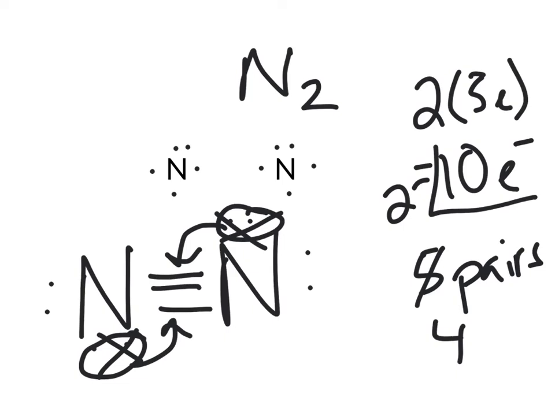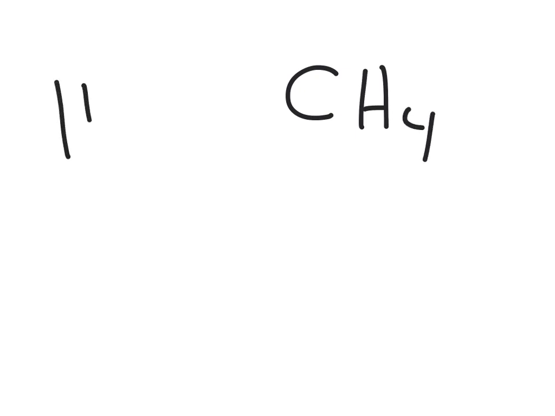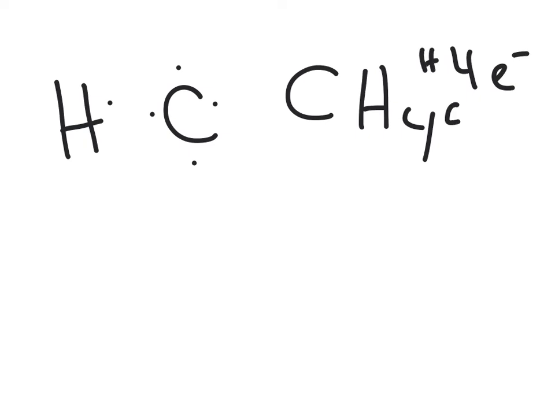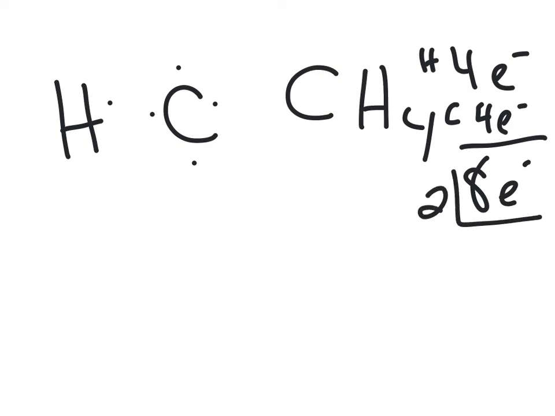The one other example I want to show you is if I have a molecule such as CH4. So I know that hydrogen has 1 valence electron. I know that carbon has 4. So that's 4 valence electrons from hydrogen. And that is 4 valence electrons from carbon. So it gives me a total of 8 electrons. When I divide that by 2 to get my pairs, I know there are 4 pairs.